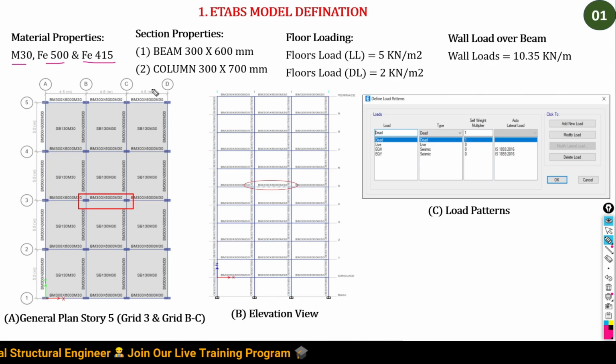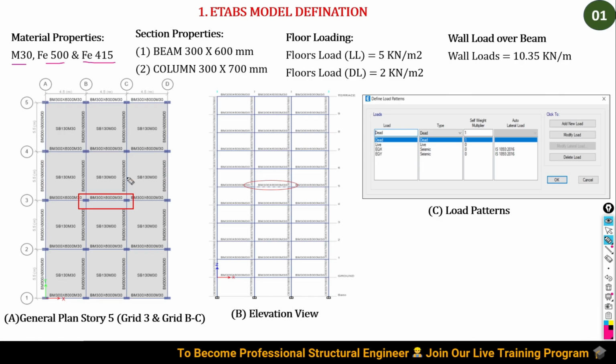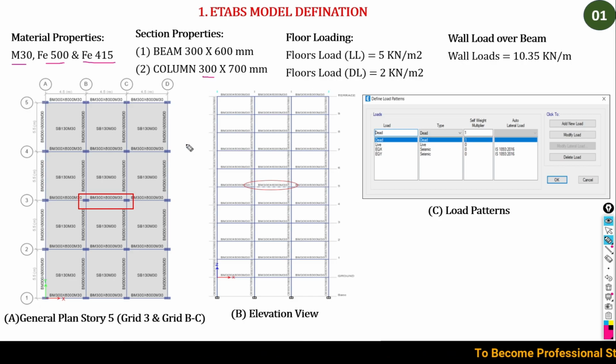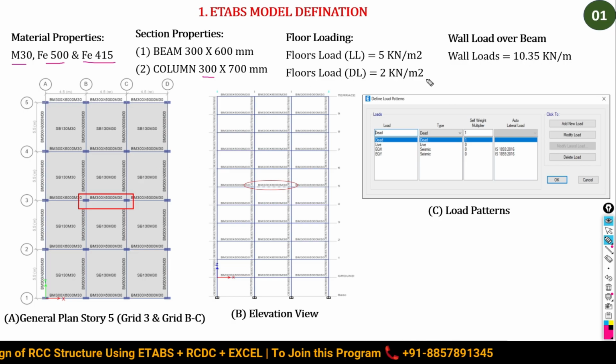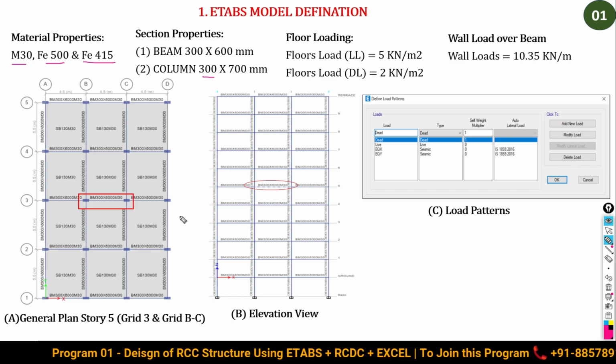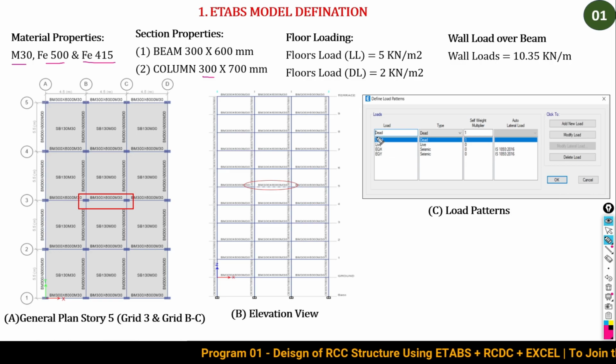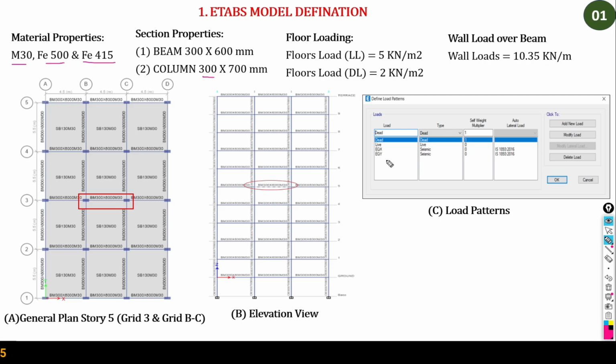For the section properties of this model, we have used beams of 300 by 600, and the columns are of size 300 by 700. The loads were considered as 5 kN per meter square as live load for all the slabs, and dead load was considered as 2 kN per meter square for all the slabs. The wall load over the beam has been assigned as 10.35 kN per running meter. The load patterns considered are dead, live, earthquake in X direction, and earthquake in Y direction. So these are the load patterns we considered for this model.